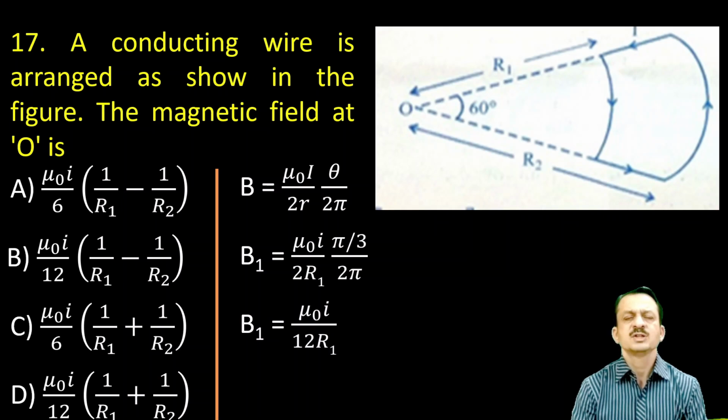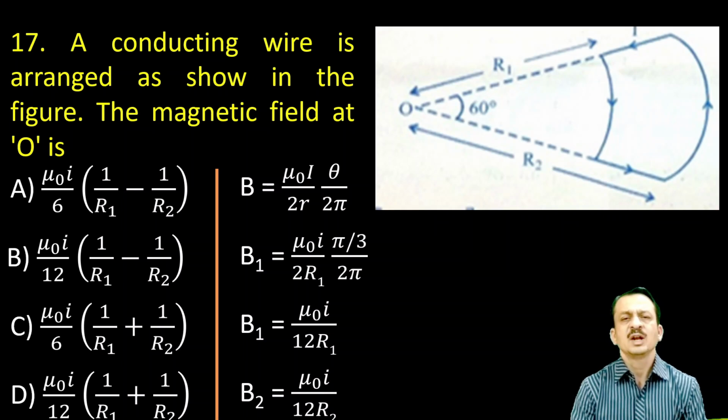Therefore B1 is equal to mu naught I divided by 12 R1. Clear? Now same is true for the second arc of radius R2. Second arc is also subtending the same angle. Therefore, we can directly write the magnetic field due to the second arc, B2 is equal to mu naught I divided by 12 R2.